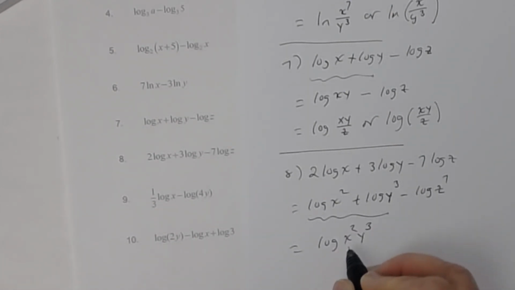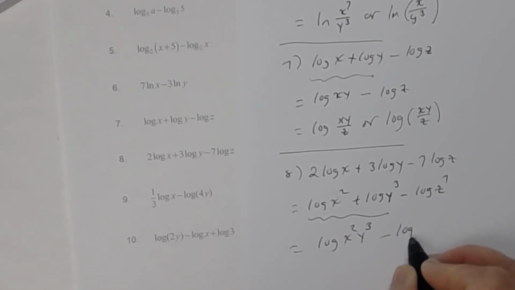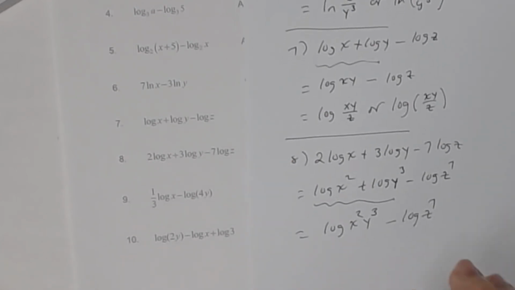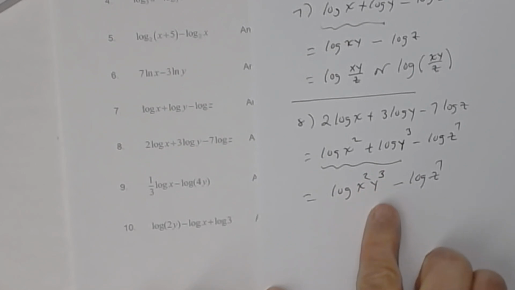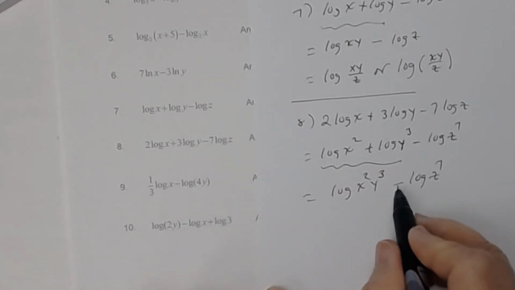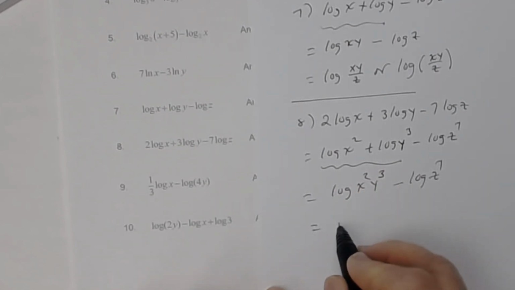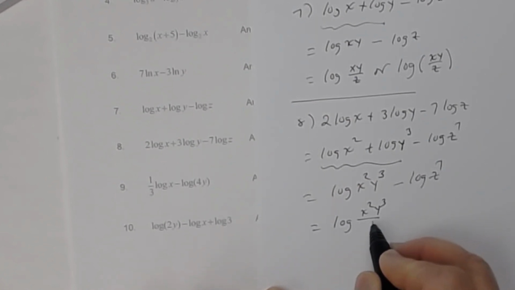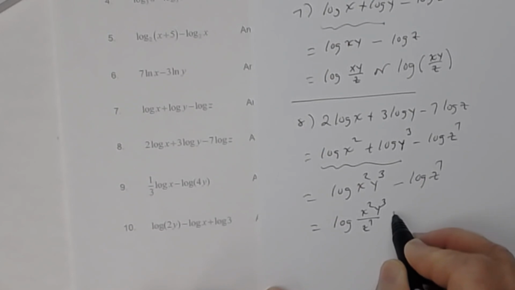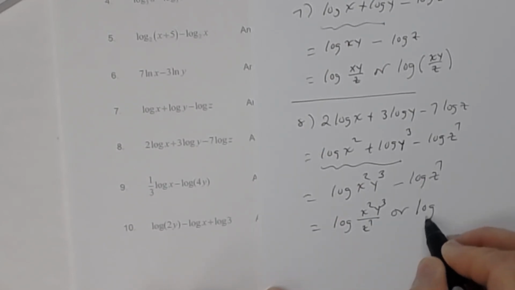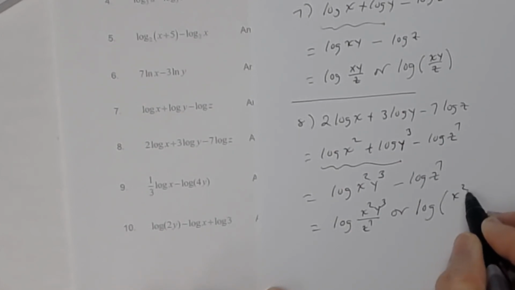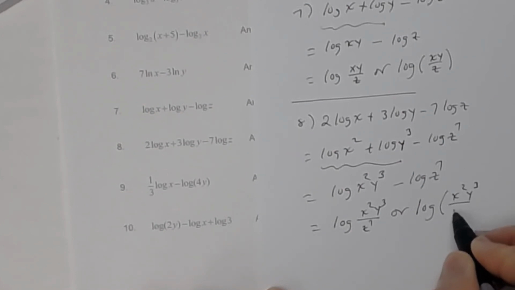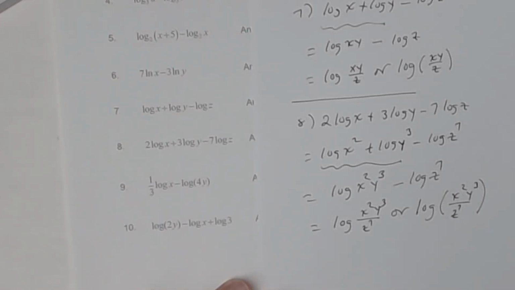So I wrote this as 1 logarithm minus the log of z to the 7th. And now I'm going to write this as 1 logarithm. Since that's a difference, I'm going to use the quotient rule. So it'll be the log of x squared y cubed divided by z to the 7th. And if I want to put the argument in parentheses, that's fine. All right, so that's number 8.